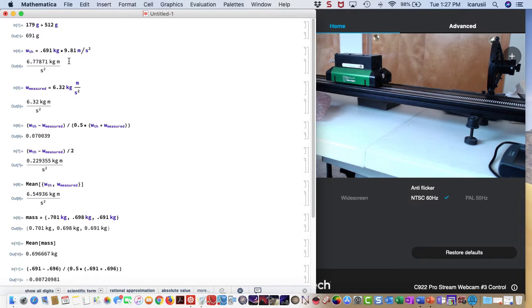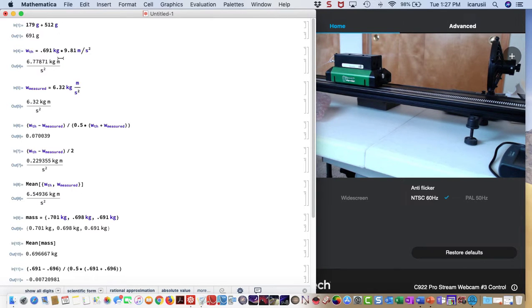The unit of acceleration is meters per square second. So the unit of Newton, 1 Newton, is equal to 1 kilogram meters per second squared. So we actually have Newtons here.